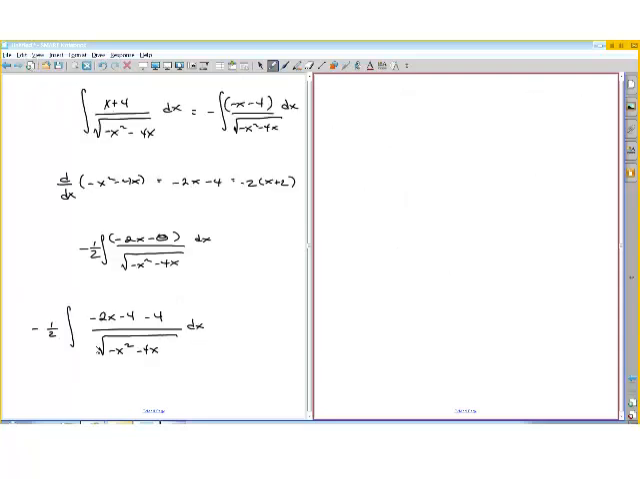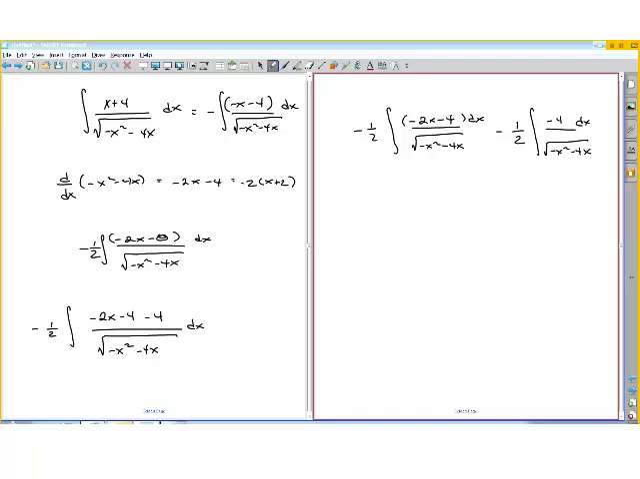Okay, now what we do, let's add one page. I can break this up into two parts. I'll have negative 1/2 times the integral of negative 2x minus 4 over the square root of negative x squared minus 4x, whole thing times dx, and I get negative 1/2 times the integral of negative 4 dx divided by the square root of negative x squared minus 4x.